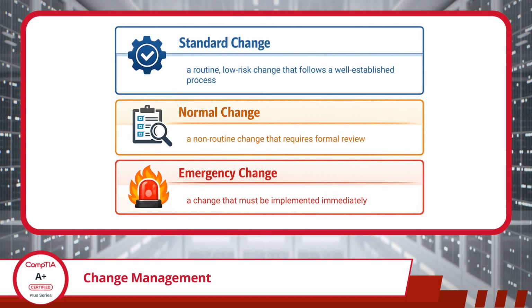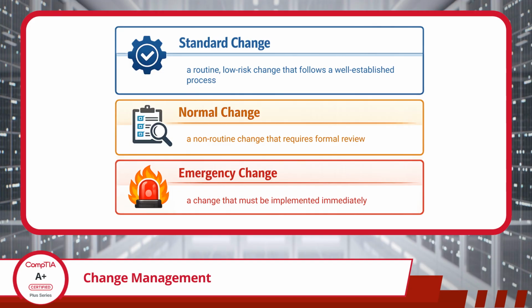Another topic emphasized in the current version of the A+ Core 2 exam objectives is change type. Not every change carries the same level of urgency or risk, so organizations often categorize changes into different types. A standard change is a routine, low-risk change that follows a well-established process. These changes are commonly repeated and usually pre-approved because the risks are already understood. Installing approved software updates on workstations each month would be one example.